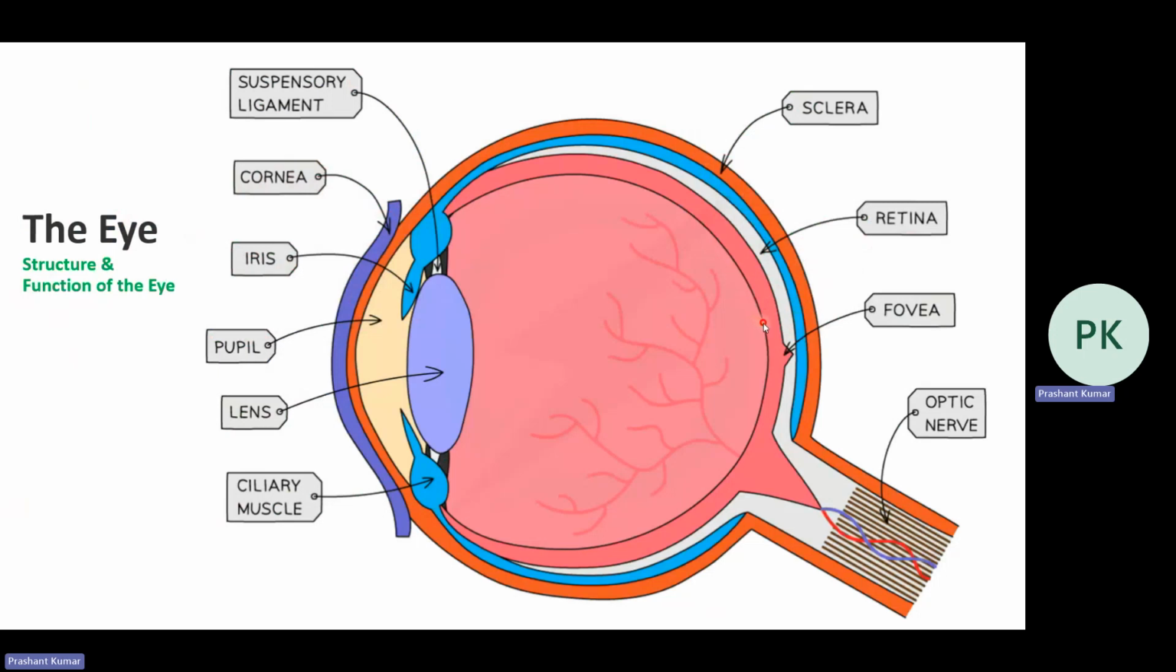After that, there is liquid present inside. Then this is the pupil, this is the eye lens, this is the ciliary muscles, this is the iris, right? This is the fovea, retina, and sclera. They also have optic nerves. The optic nerve has the function to receive the information, whatever we are seeing, and send it to the brain, right?